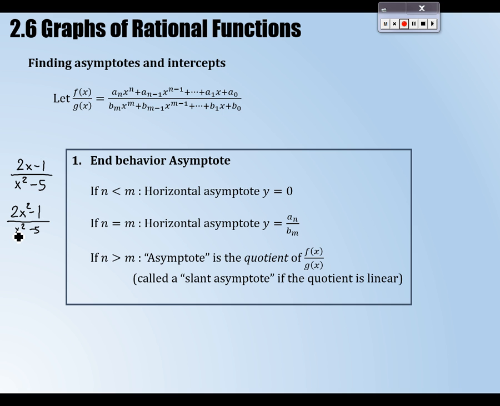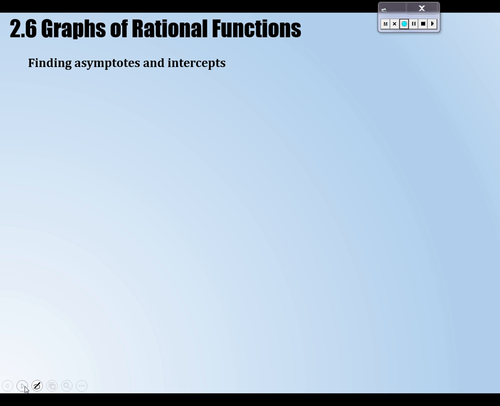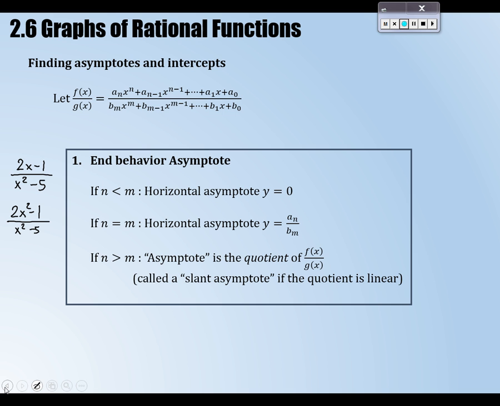This will happen, a slant asymptote in particular, when the degree on top is 1 greater than the degree on the bottom, okay? So you'll see when we do one like that. It'll be a wonderful experience, I know. All right, we're going to call this the end behavior asymptote because it's a horizontal asymptote, or maybe it's a slant asymptote. We're not going to call that a horizontal asymptote.